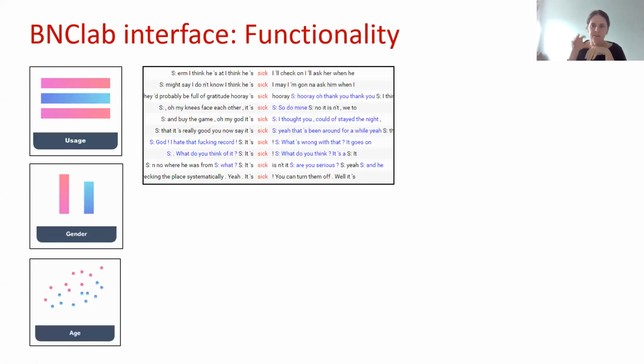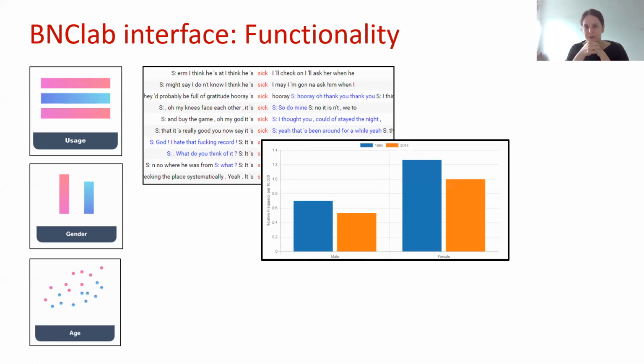So let us first look at the various buttons that are available in BNClab that give you access to the data. First of all, we have the usage button that gives access to probably the most fundamental view that we use in corpus linguistics, which is concordance lines. So you can go and look at those. The gender button will show frequencies in the data according to female and male users. And you see here we have data for 1994 and 2014. If you click on one of these, you can turn it off and just be looking at the current use, or you can leave it on. So here we immediately see that the word sick is used fewer times by male speakers than by female speakers.